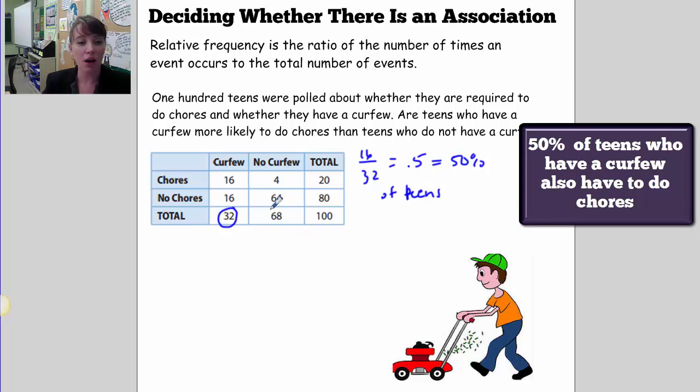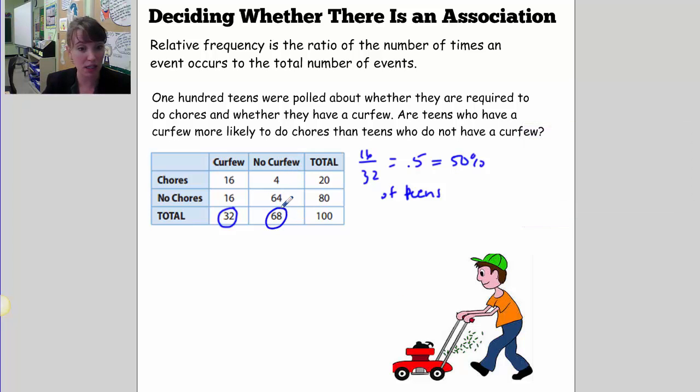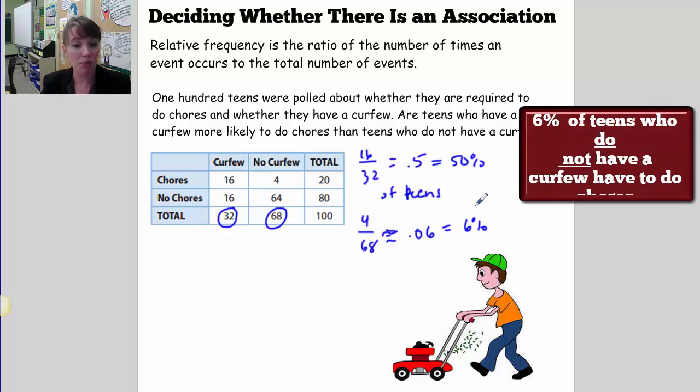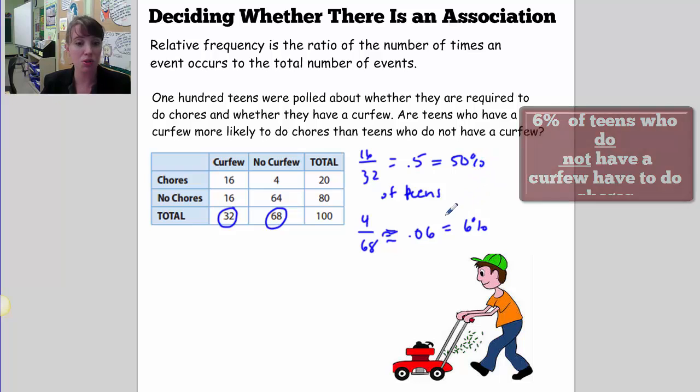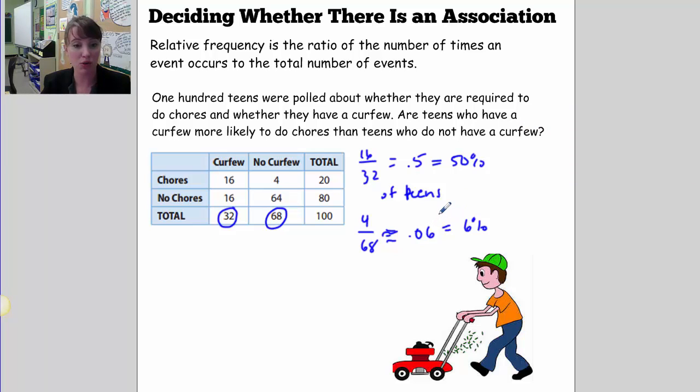All right. Now let's figure out, of the teens who do not have a curfew, that's 68, how many of them do chores? So we have 4 out of 68. And that's going to be equal to 4 divided by 68, which is approximately 0.06, and that's 6%. So it's more likely for teens who have curfews to also do chores, as opposed to teens who do not have a curfew. It's less likely for them to also do chores.